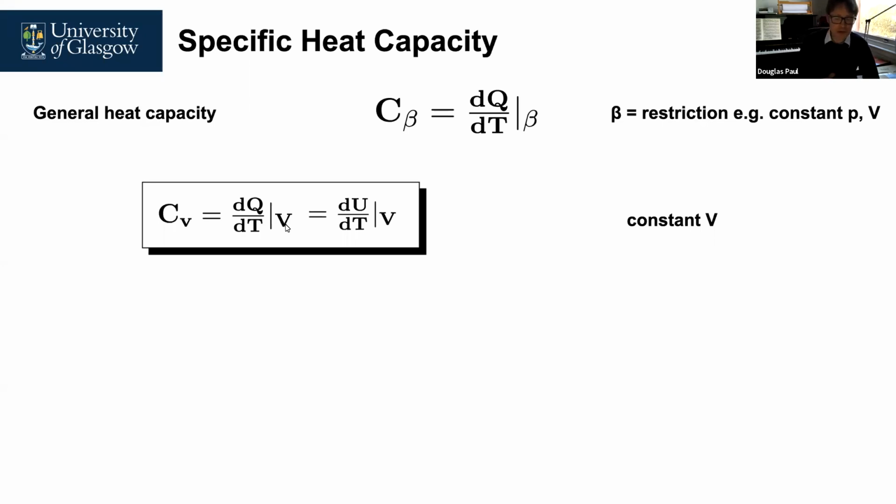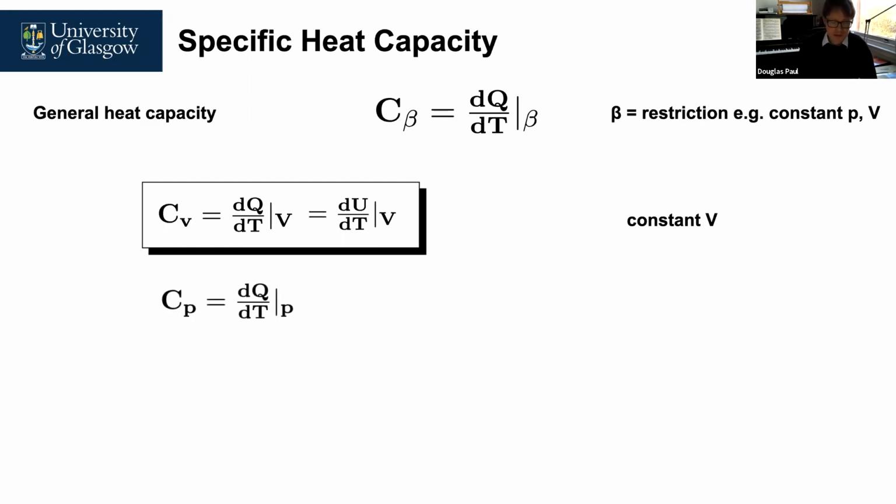Now, at constant volume from the first law of thermodynamics, we've got heat minus work done equals the internal energy. But in this particular system, the work done at constant volume is 0. So the heat is just equal to the internal energy U, and dQ equals dU. So in fact, CV also equals dU by dT at constant volume.